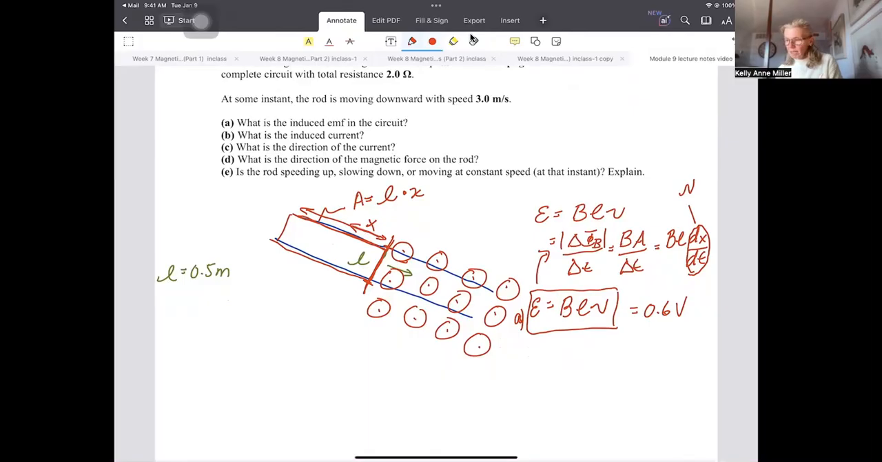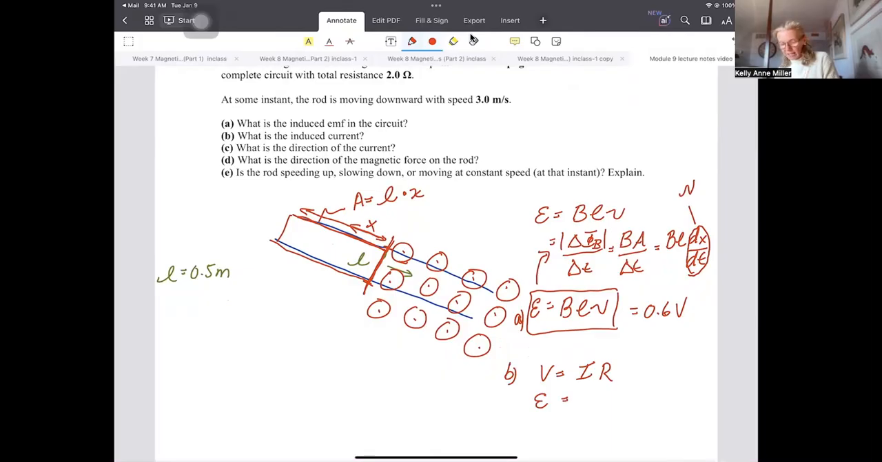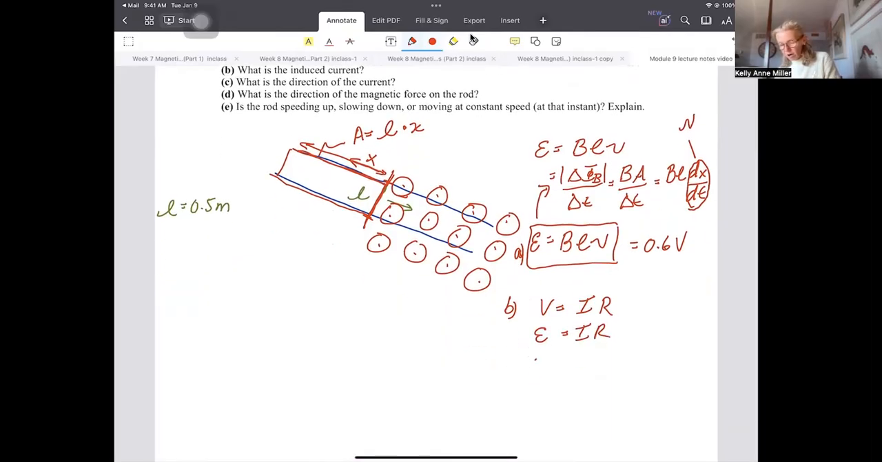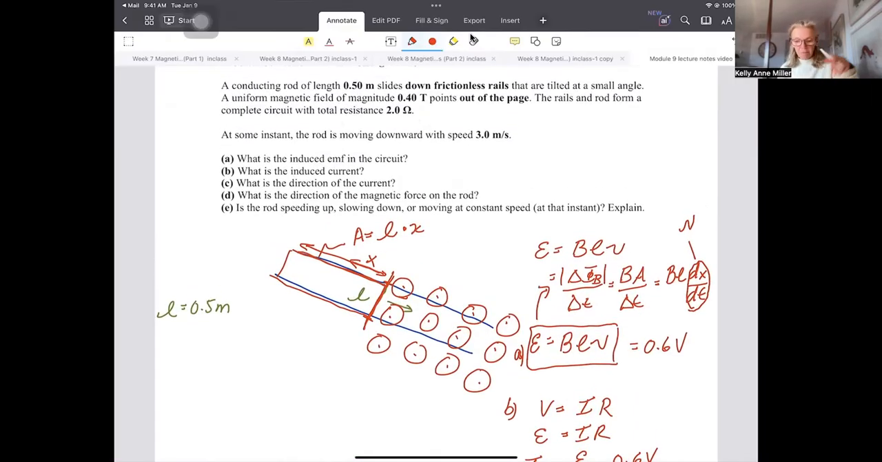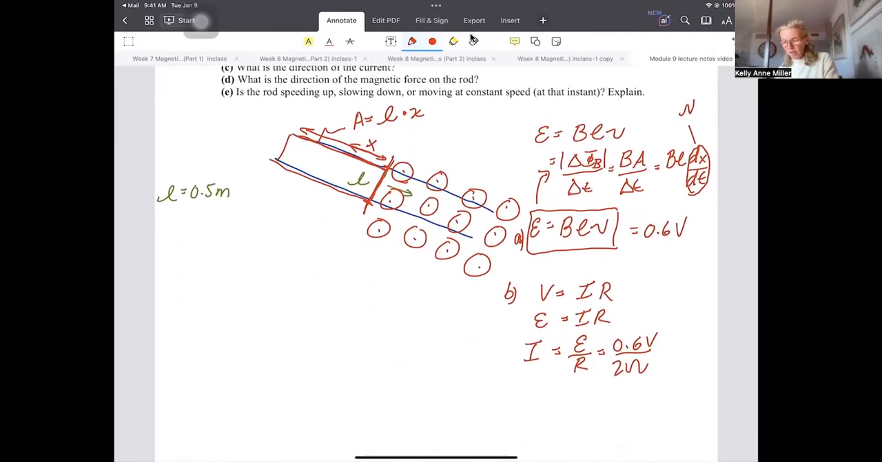Part B: what is the induced current? I can use Ohm's law again. V equals IR, so E equals IR, which means I equals E divided by R. So that's 0.6 volts divided by 2 ohms, which is the resistance. The total circuit has a resistance of 2 ohms. That gives me 0.3 of an amp.